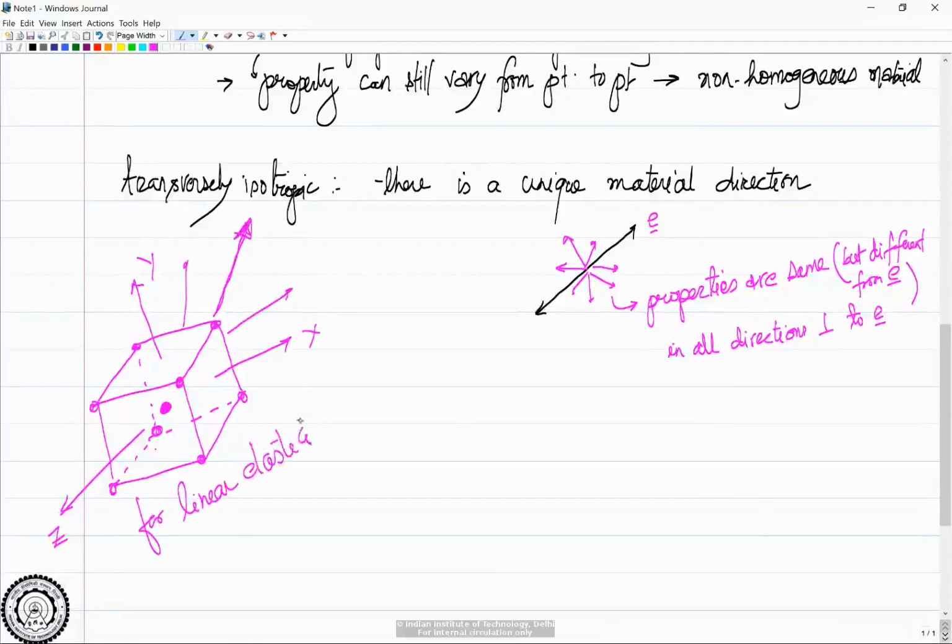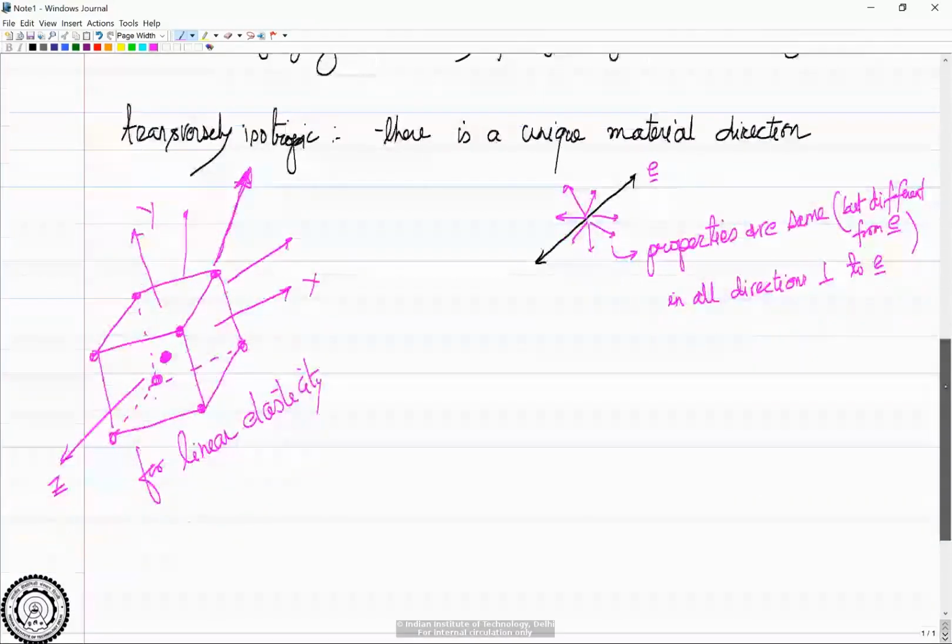Sir, is this observation, that if it is the same in three orthogonal directions it will be the same in other directions, an experimental result or something?